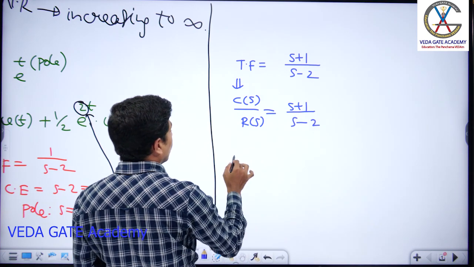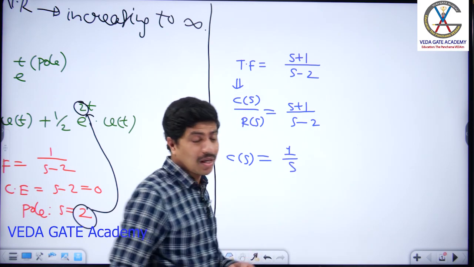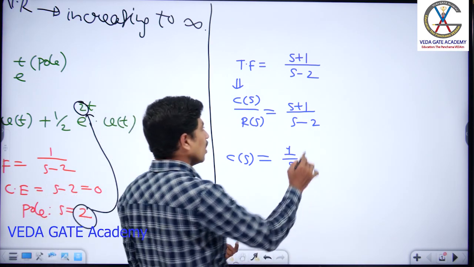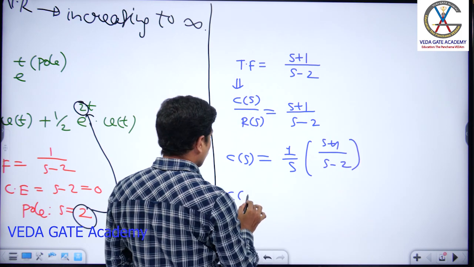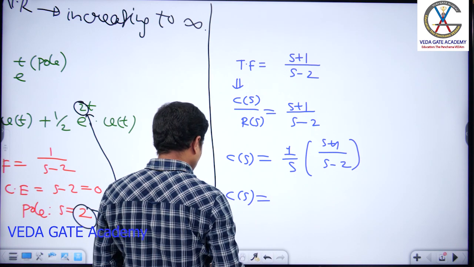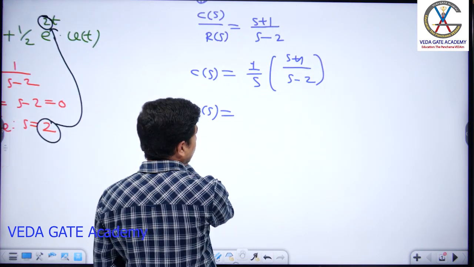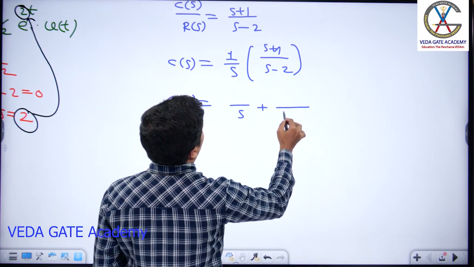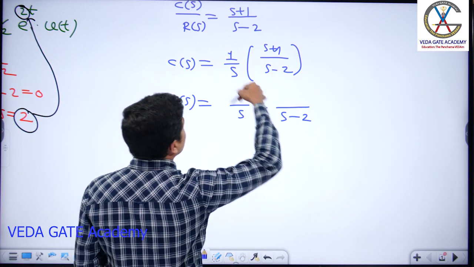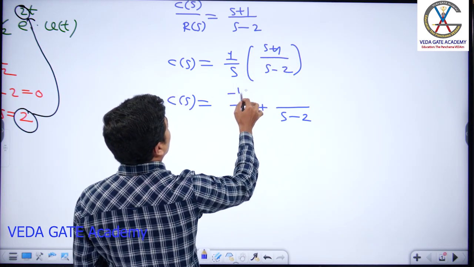I want to find C of s with a step input, R of t equal to u of t, the unit step, so C of s is 1 by s into s plus 1 by s minus 2. Now I want to find C of t. For that I need to write partial fractions. Observe here: this is s, this is s minus 2. Put s equal to 0 by closing this one, and I get minus 1 by 2.